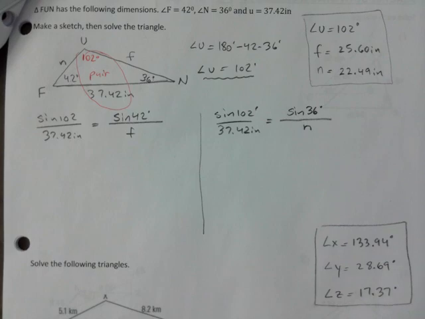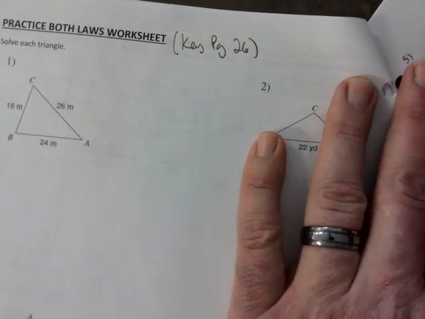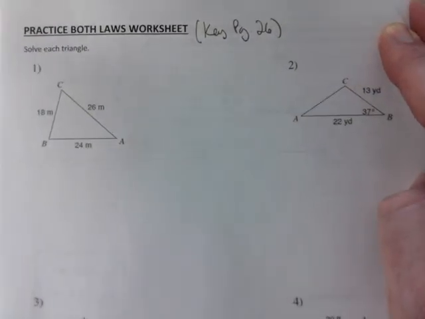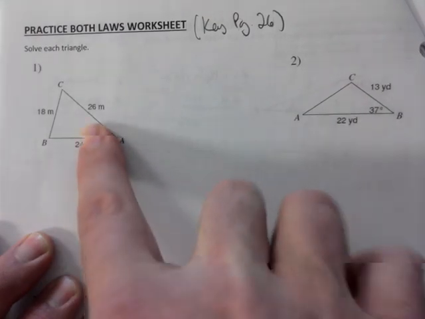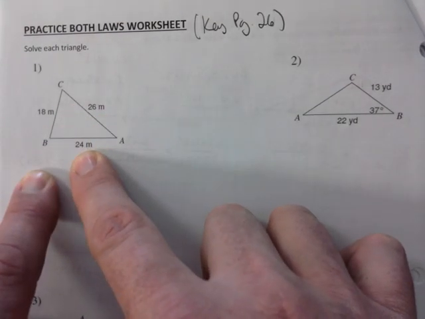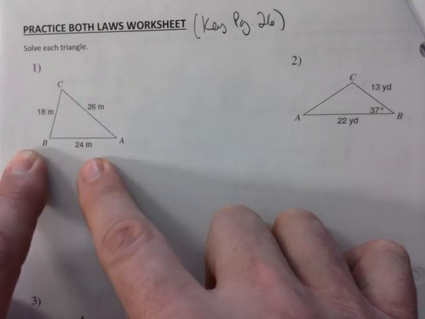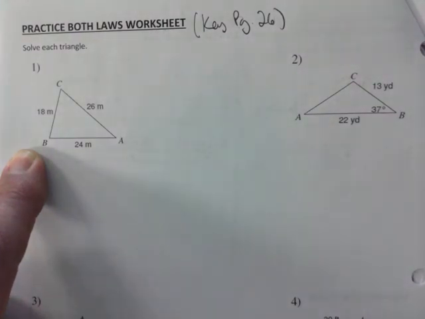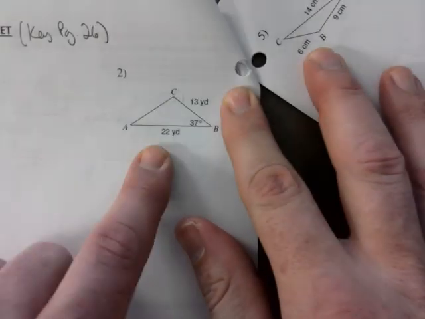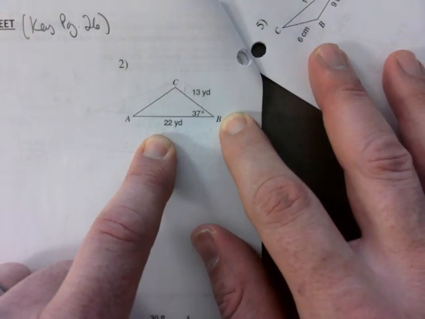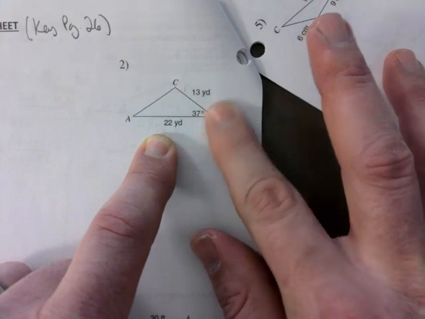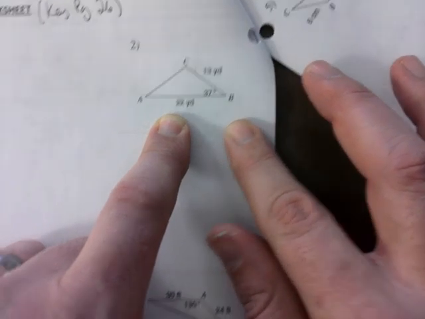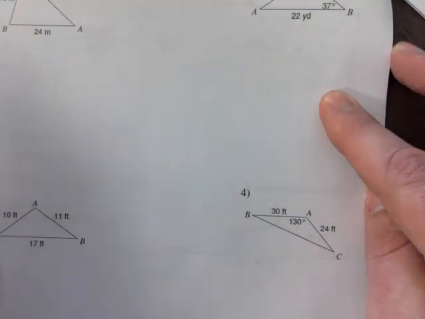If you need more practice past this page, go to page 23 with me. The key is on page 26, where these triangles are completely filled in with numbers, even the angles, so you can compare if you're doing it right. This is what? Side, side, side. So you would use cosine law to get started. What's this one here? Side, angle, side, cosine law again, right? So you'd have to use cosine law here. And then these ones are all cosine.